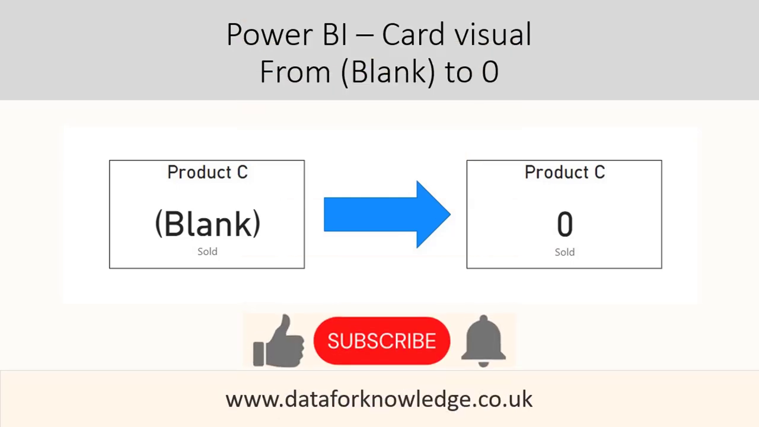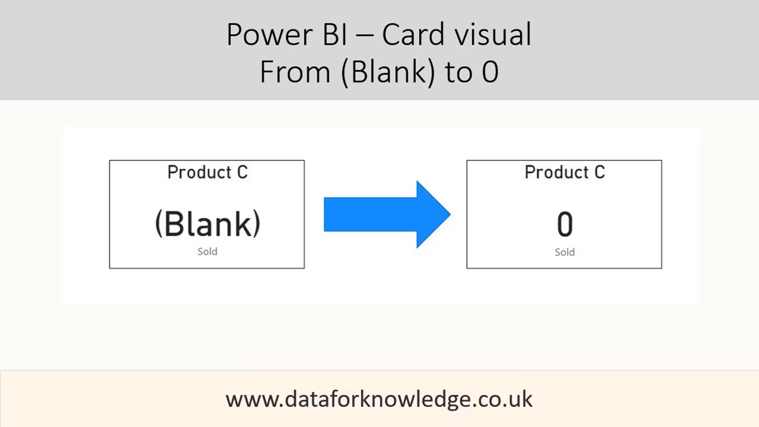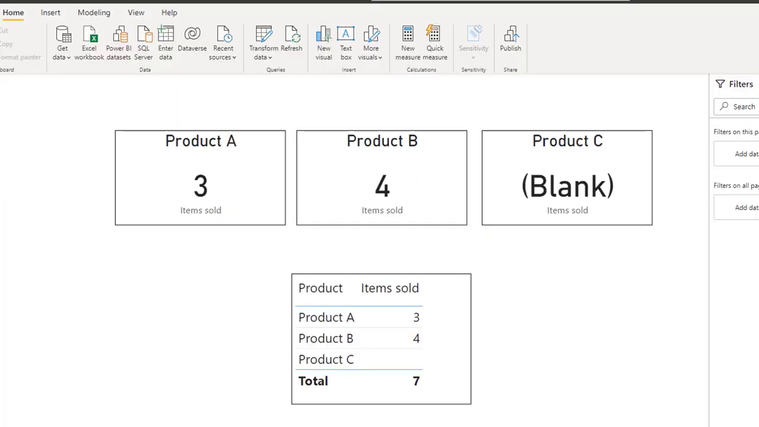In this card visualisation, it currently shows the word blank, and we would prefer the digit 0 to appear rather than the word blank. Here we have three products and their sales. So far, product C has had no sales.